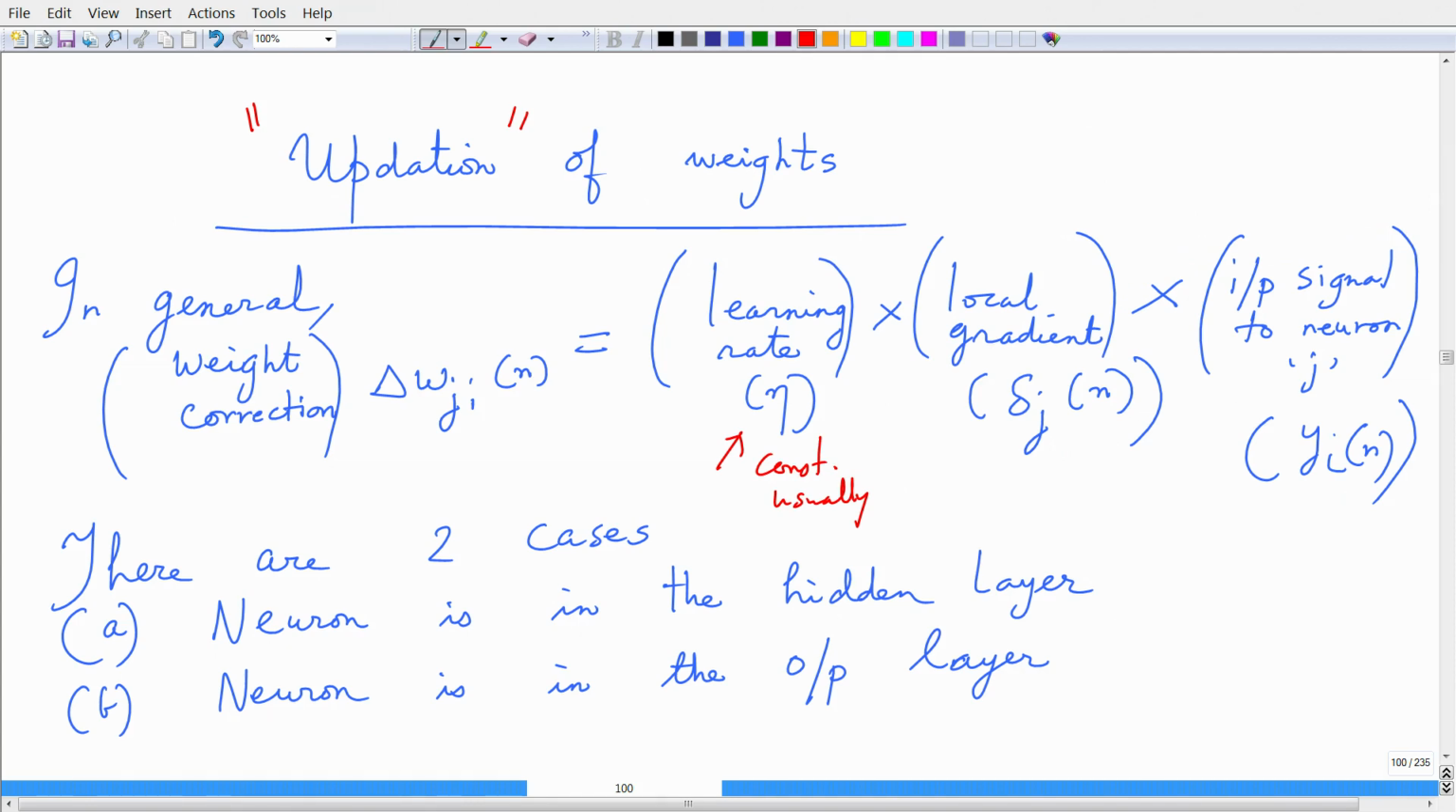Again, I have left it in a very broad way without indicating the layer numbers. If you are savvy, you will realize that there are two types of neurons, neurons in the hidden layer and neurons in the output layer. And why do we have to make this distinction? Because the neuron in the hidden layer does not see the error directly. This is important, and that is the reason why we want to bring in this distinction.